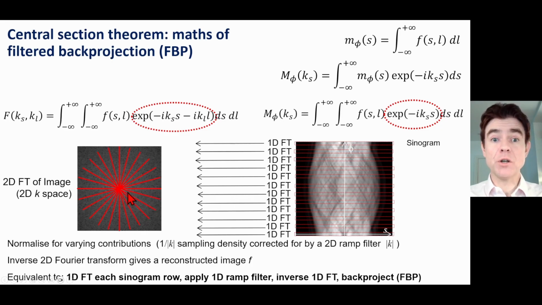So that can be done here in the 2D K-space using a 2D ramp filter, and then we could inverse Fourier transform that and find what we want. Or, and this is what is done in filtered back projection, equivalently, we can just do a 1D Fourier transform of each row of the sinogram, each 1D parallel projection. We can then do a 1D ramp filter where we do that amplification according to the magnitude of k. And then once we've done that, we inverse Fourier transform that, and then we can back project to get a reconstruction. Okay, so we'll be visualizing this process in detail in the coming few animations.